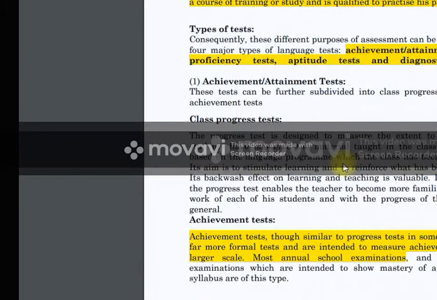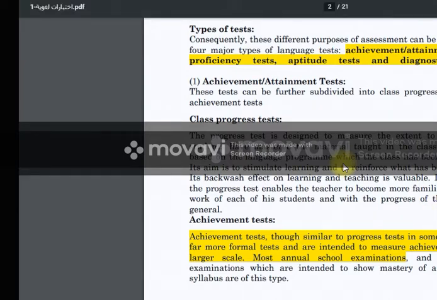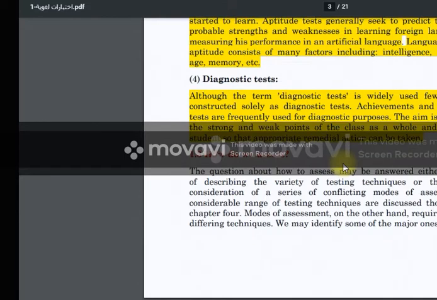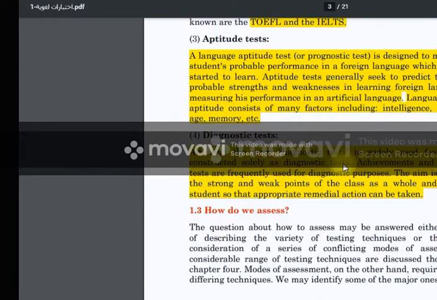Now, aptitude test. What is meant by aptitude? Hello? Hello? Yes, Doctor. Can you repeat your question, please? Yes, what is meant by aptitude test? Aptitude.